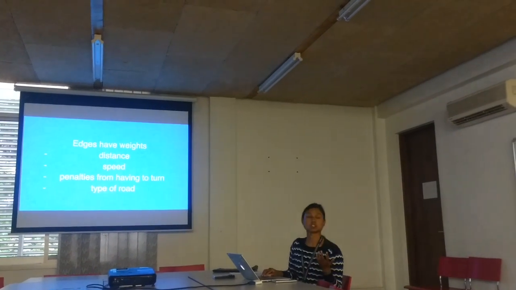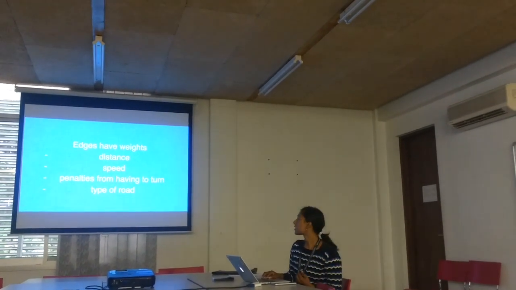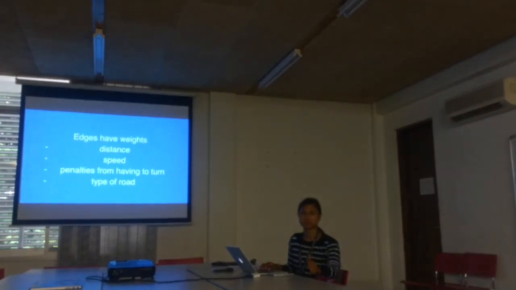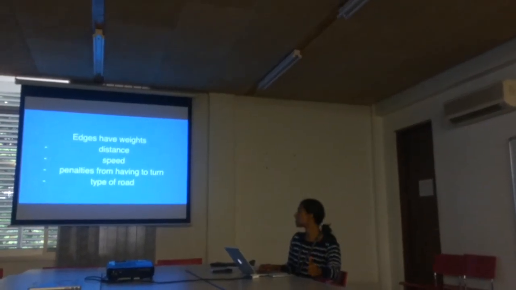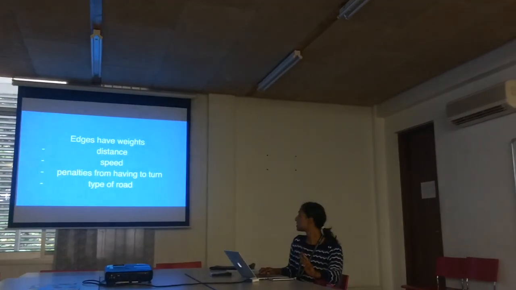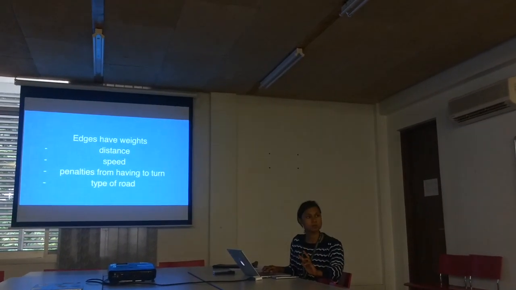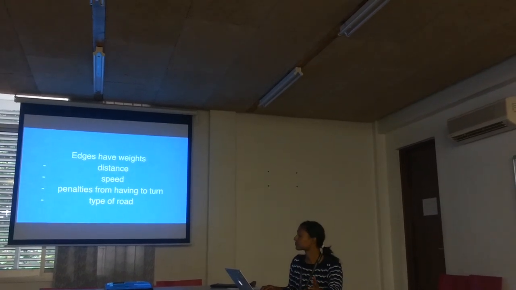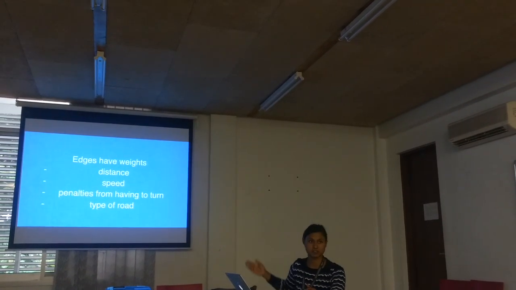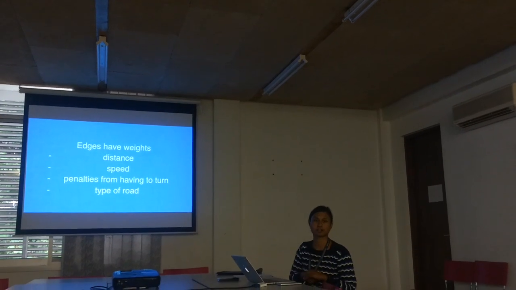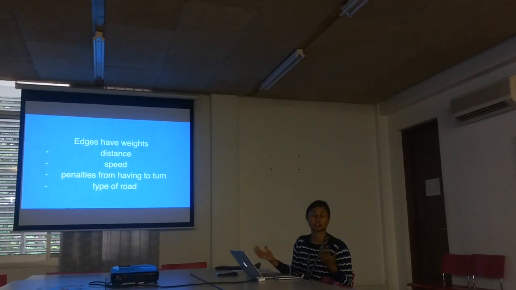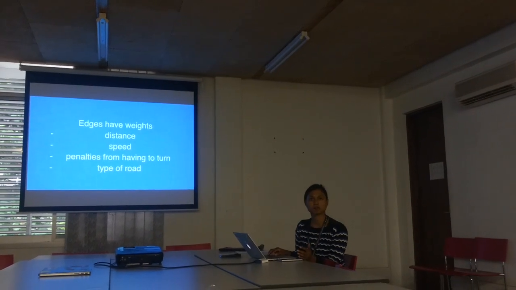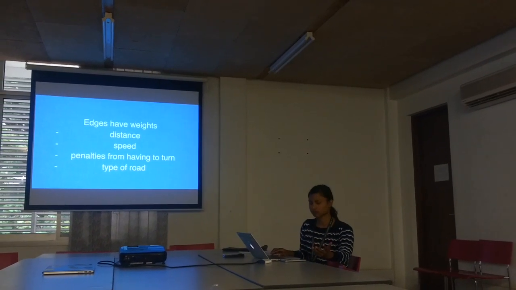And each of the edges have a weight. And the weight depends on a number of things. It can be the distance, or it is partially the distance, it's partially the speed. There's some penalties from having to turn that get applied, as the type of road affects all of these things. It's a combination of different factors, and you can add traffic in there. And that affects how you can route on the graph.